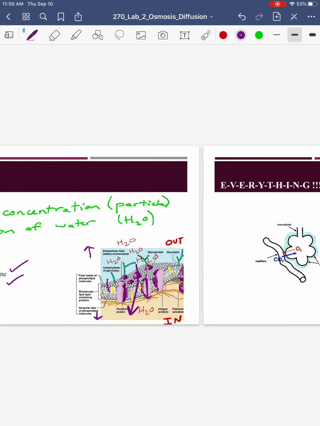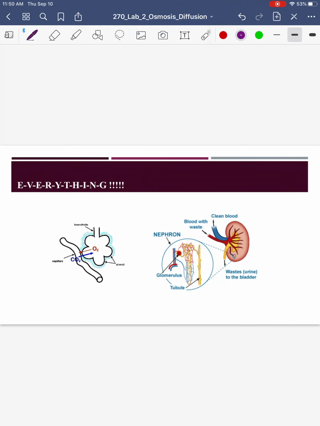Perfect. See? Not so bad. Now, why do we care about this, folks? We care because pretty much everything in our body is founded on or involves these principles.